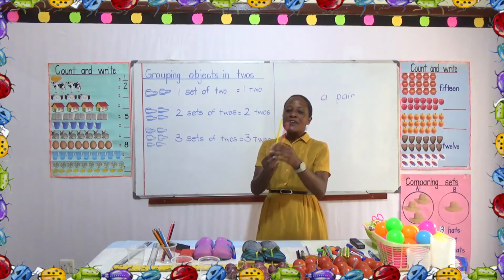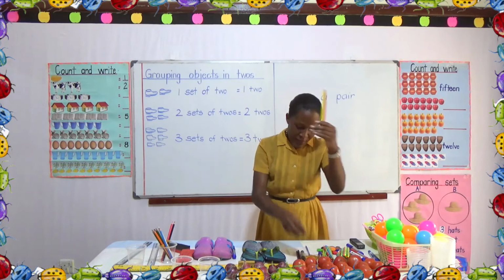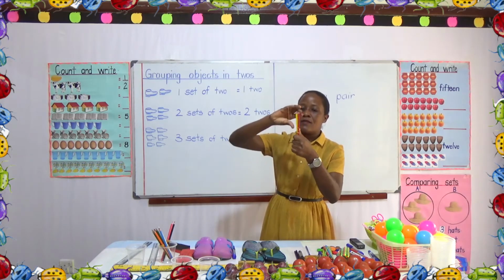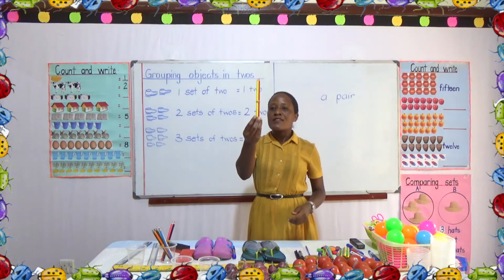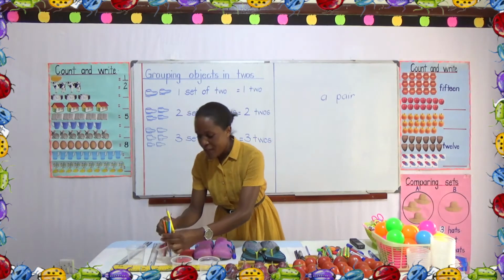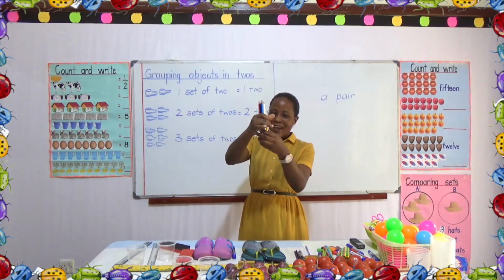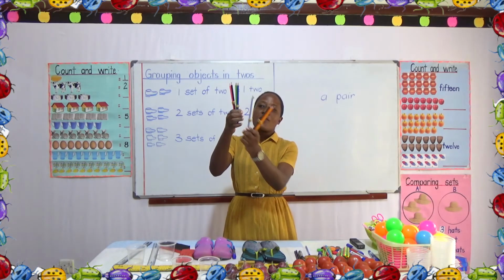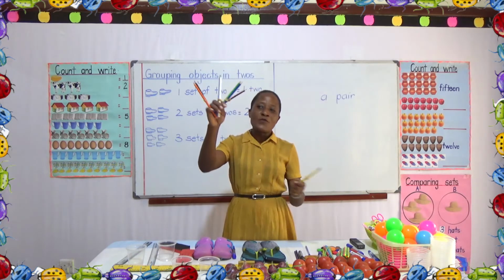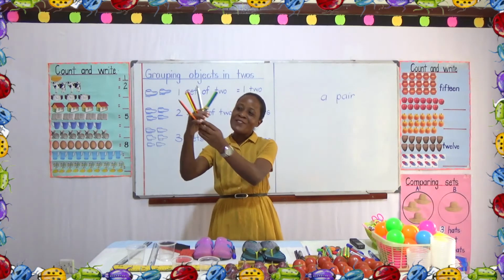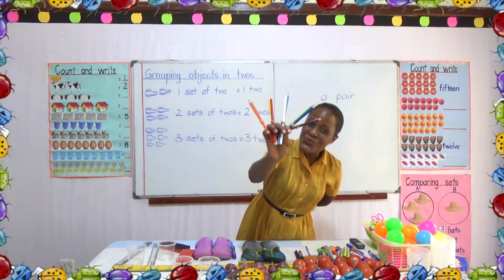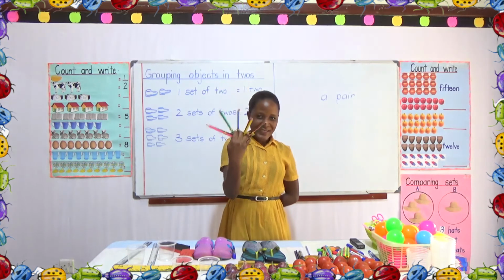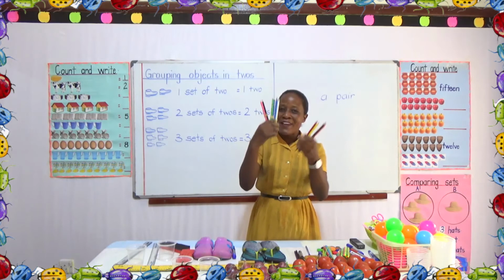Let me give two more. I have one, two. Let me pair them up. So that is another group of twos. Now, how many twos do we have so far? Let's count them. One, two, three, four, and five. So far we have five twos. Who doesn't understand what I mean? I am very sure you all understand. Yes, now these are five twos.